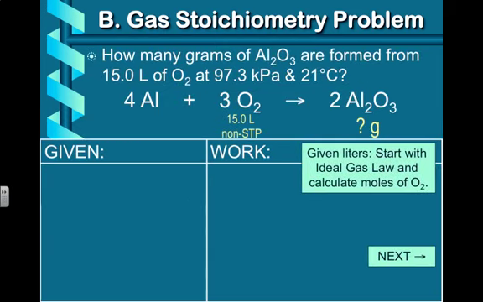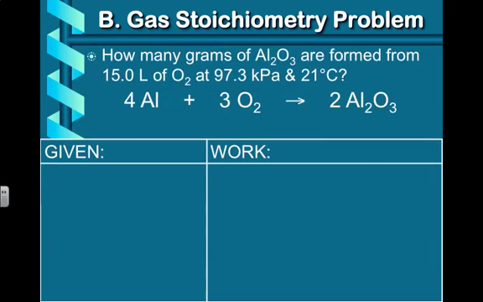How many grams of aluminum oxide are formed from 15 liters of oxygen at 97.3 kilopascals and 21 degrees Celsius? All right, so we're given an equation, that's good. Looking at the problem, I want to see what information they really gave us. We have 15 liters of oxygen, a pressure of 97.3 and a temperature of 21 degrees Celsius. We're looking for grams of aluminum oxide.